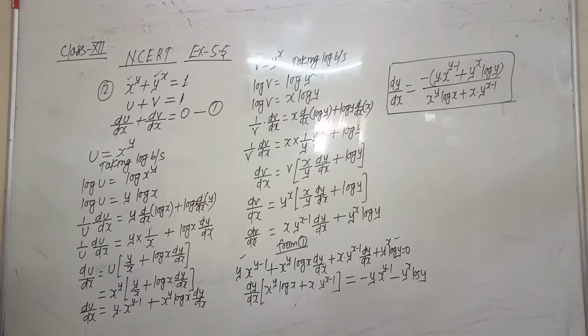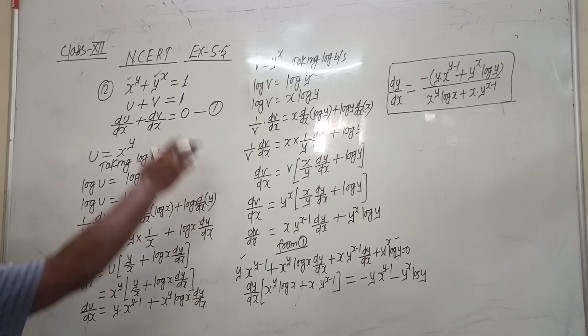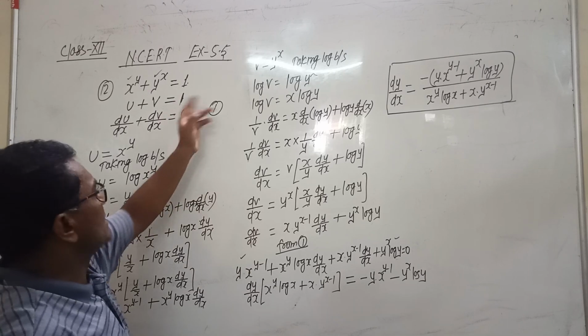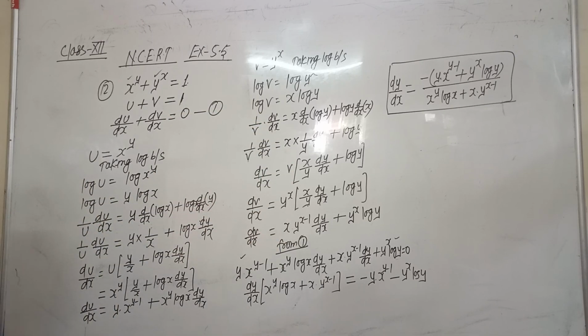This will be differentiated in the form of u into v, and in the very last we find the value of du by dx. After putting the value of u, we remove the bracket. Then in the same way, v equals y raised to the power x. By taking log, we will solve, and then in the very last we substitute the value of du by dx and the value of dv by dx in the first equation and we get the result.